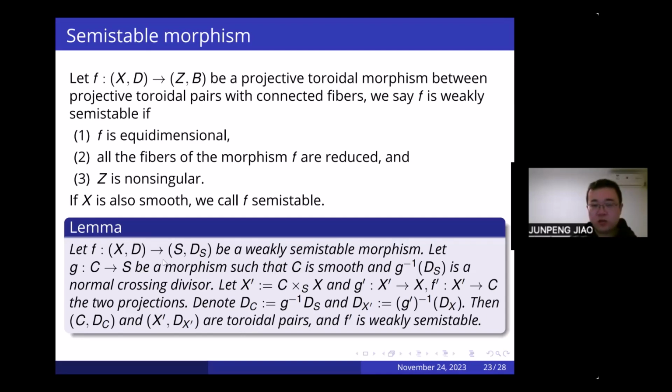As you can see, we are going to use this: suppose this X to S is the universal family, and the C to S is a moduli space map. Then the pullback via this moduli map will give us this X prime, which will be a toroidal pair, that is locally it has toric singularity. So things will be very good. So the only problem is whether we can modify this universal family to make it weakly semi-stable. Luckily, we have the following result.